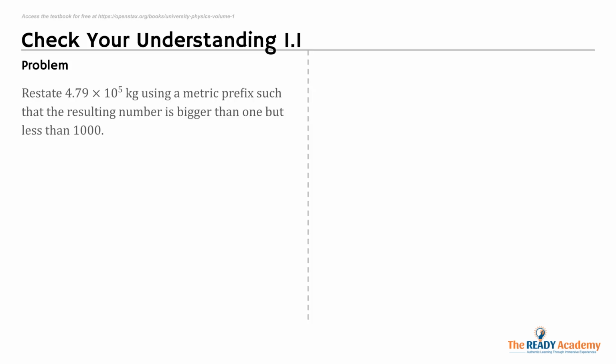Check your understanding 1.1. Problem. Restate 4.79 times 10 to the 5 kilograms using a metric prefix such that the resulting number is bigger than 1 but less than 1,000. Solution. 4.79 times 10 to the 2 megagrams, or 479 megagrams.